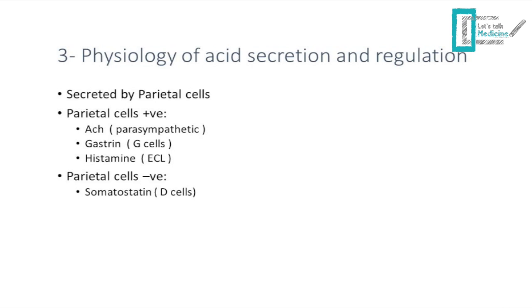Okay, so the third objective, physiology of acid secretion and regulation. We have discussed before that acid is secreted by the parietal cells, okay? So parietal cells get positive feedback and negative feedback. Positive feedback mainly comes from ACH, which is the parasympathetic supply, the vagus nerve, and then we also have gastrin, produced by the G cells, and we have histamine. All these give the parietal cells positive feedback to produce more hydrochloric acid. Parietal cells get negative feedback from somatostatin. Also, it gets negative feedback from prostaglandins, and if we have a very low pH, this also gives negative feedback for the parietal cells not to produce more hydrochloric acid.